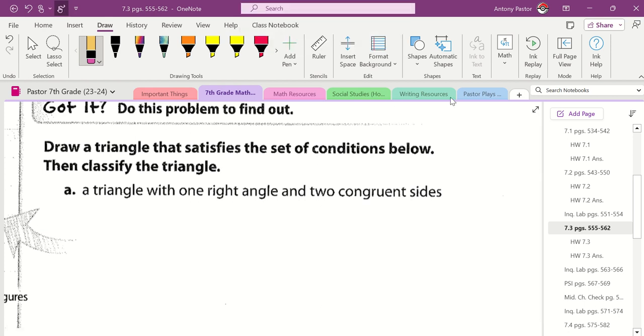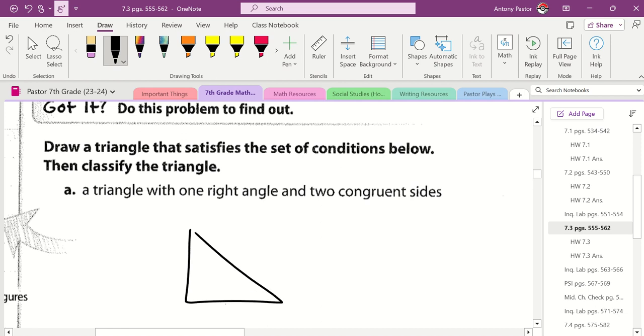So obviously, your triangle has to be what type of triangle? Right triangle. So you should look something like this. Now, I'm going to ask specific groups. How did you guys decide to show that two sides were congruent? How did you do it?